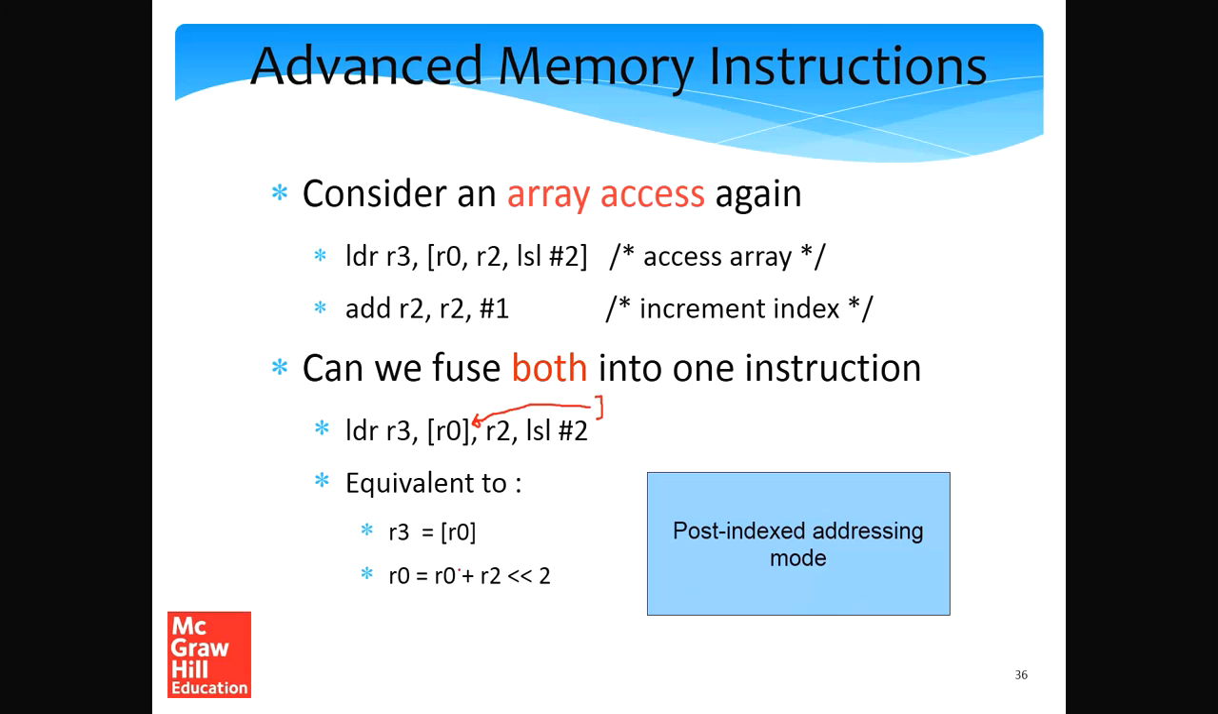Right, so what is this code snippet over here equivalent to? It's equivalent to first reading the contents of R0 into R3, and then computing R0 equals R0 plus the contents of the shifter operand, which is R2 left shifted by 2.